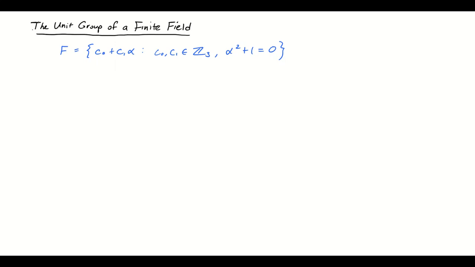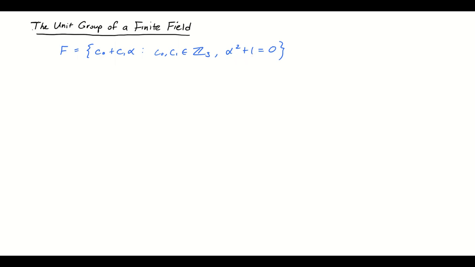In this video, we're going to study the unit group of a finite field. Recall that in the last video, we introduced a field F of order 9, and the way that we got F was we extended the finite field Z mod 3 by a root of the irreducible polynomial x squared plus 1, which we called alpha.